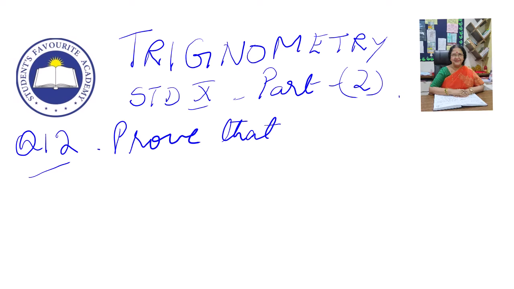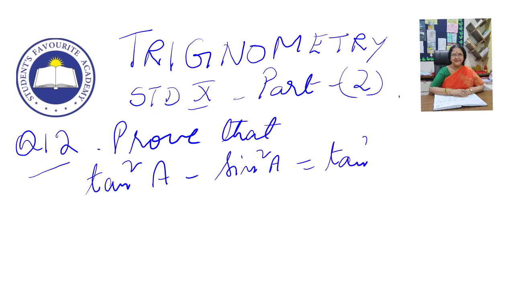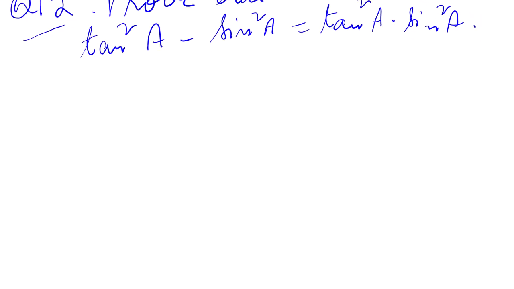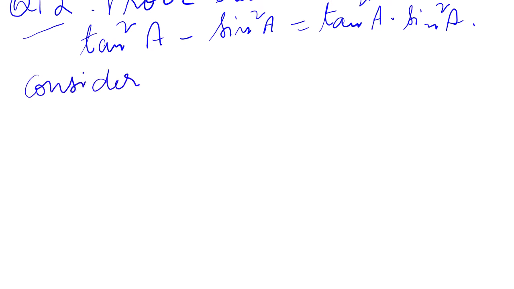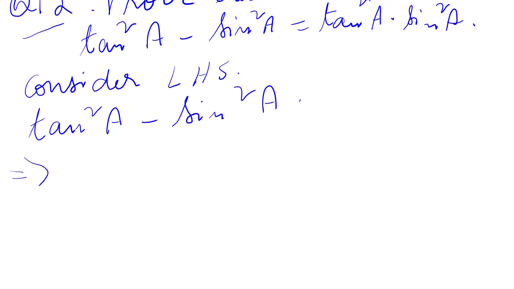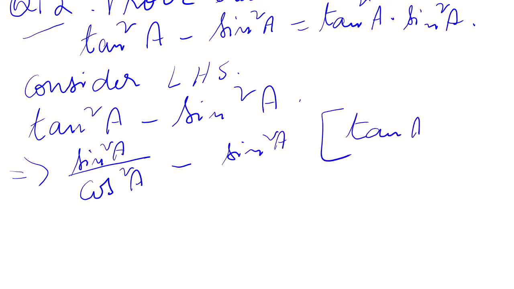Prove that tan square A minus sine square A is equal to tan square A sine square A. Okay, so consider LHS, that is tan square A minus sine square A. Now this tan A can be written as sin A upon cos A. So this is tan square A, so sine square A upon cos square A minus sine square A. So here we have used tan A is equal to sin A upon cos A.